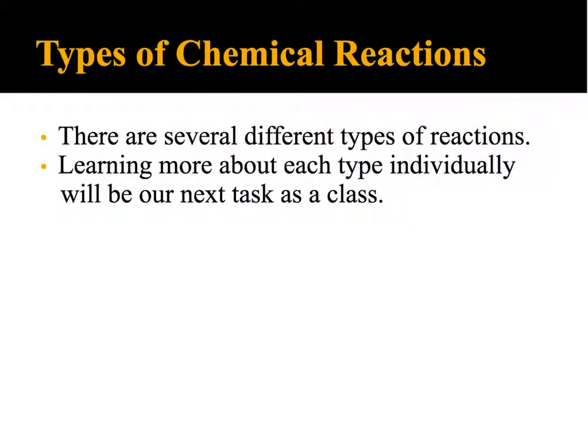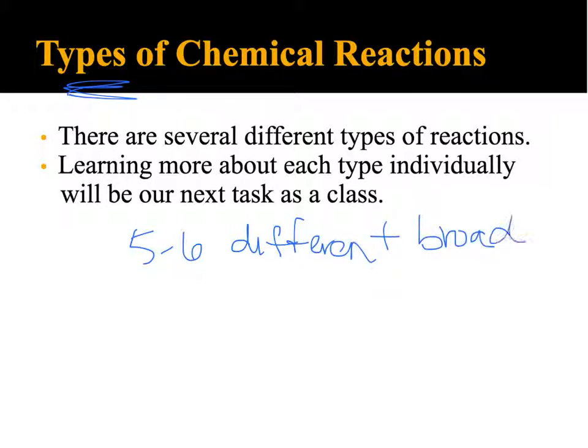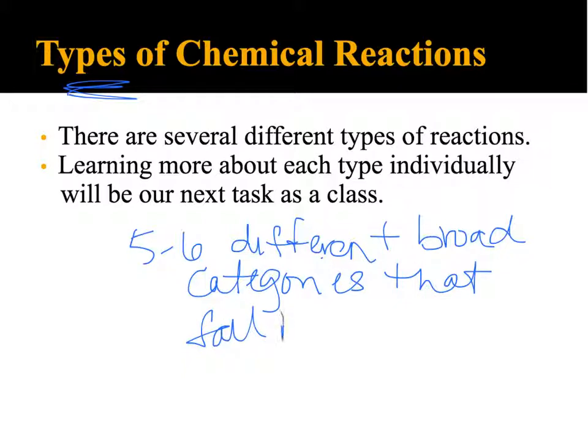The next thing that we'll be doing, once I see that you're inventorying okay, is working on types of chemical reactions. There are actually 5 to 6 different types, which are different broad categories that reactions fall into, and I think we're going to learn about 5 of them. That'll be our next task. Your job for the rest of today in class is to practice with inventory. So you're going to get some practice.